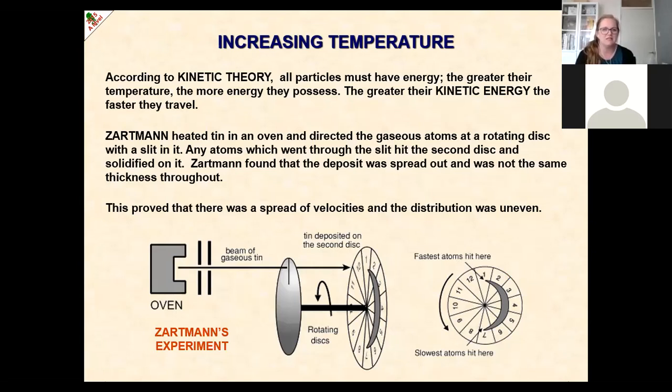Zartman heated tin in an oven and then directed the gaseous atoms at a rotating disc with a slit in it. Any atoms that went through the slit hit the second disc and solidified on it. Zartman found that the deposit was spread out and was not the same thickness throughout. So this proved that there was a spread of velocities and the distribution was uneven. And that's really, really important, that we're going to have different velocities and different distributions.